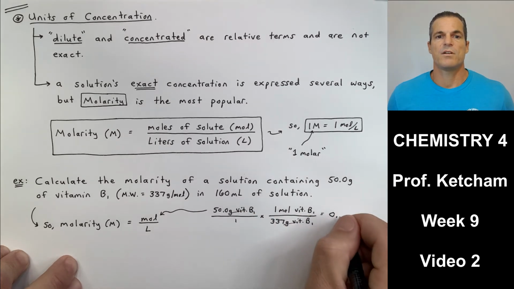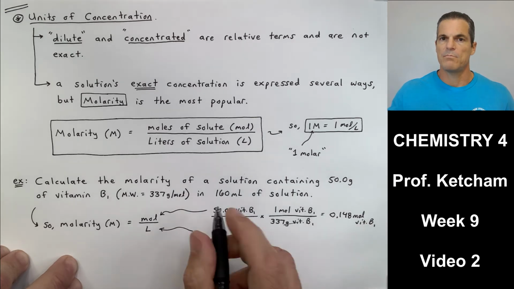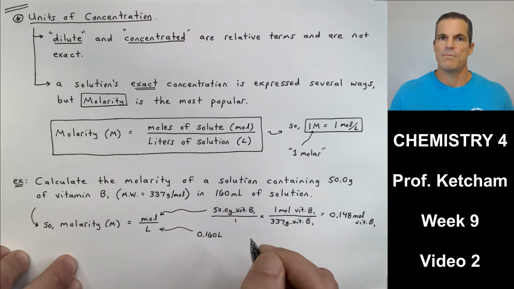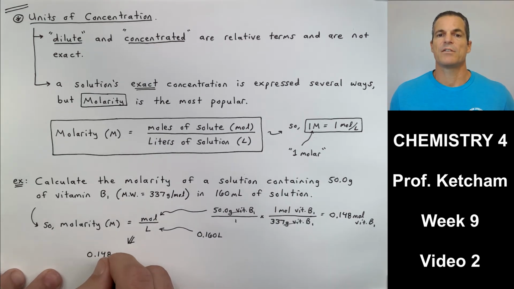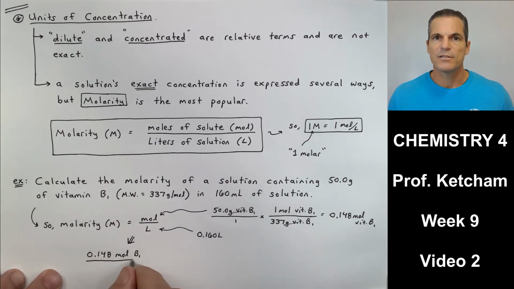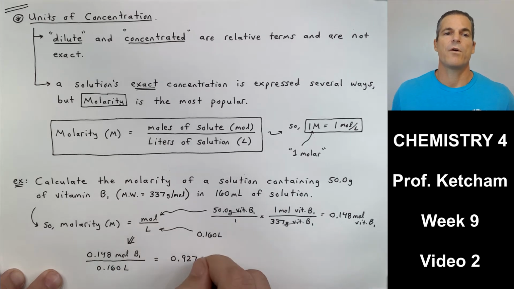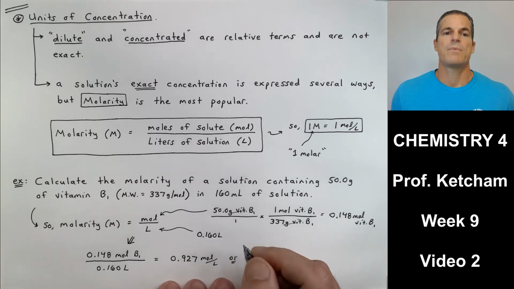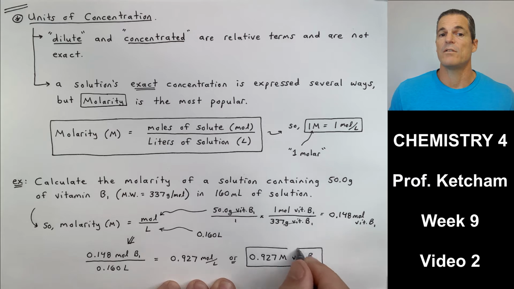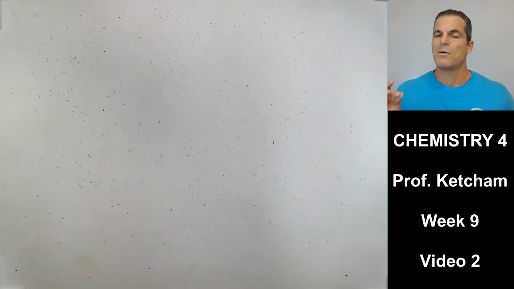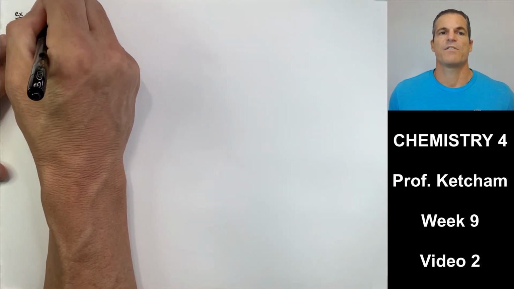So 50.0 grams of vitamin B1, if I divide by the molar mass, that puts me in moles, 0.148 moles of vitamin B1. Now, it says 160 milliliters of solution, but I want liters, moles per liter, 0.160 liters. 0.148 moles of B1 divided by 0.160 liters equals 0.927 moles per liter, which I'm going to call 0.93 molar, just to stay within my significant figures.